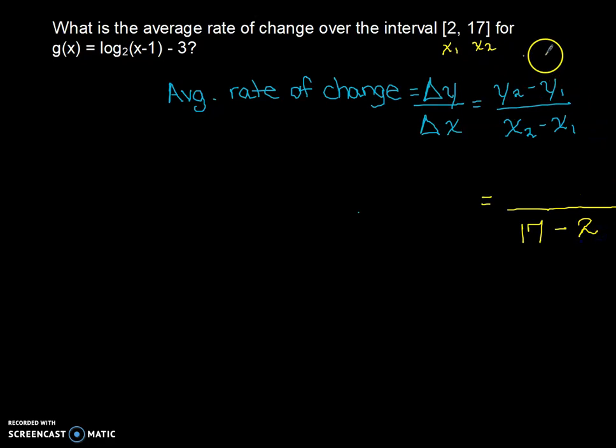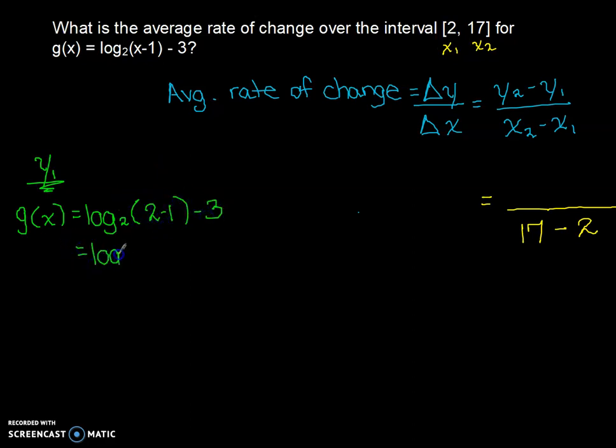Now, to find y sub 2 and y sub 1, anytime you have the x values for each one, you just replace the x value in the function with that number and you will get the y. So I'm going to start off by finding y sub 1. Notice I'm also labeling it. So g of x equals log base 2. Again, it's y sub 1, so I'm going to take x sub 1 and replace the x with 2 minus 1 minus 3. This will give me log base 2 of 1 minus 3.